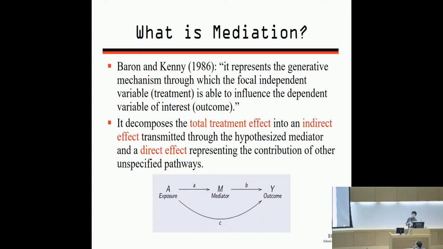So the question now is, what is mediation? Baron and Kenny, in one of the most famous papers in the mediation literature, define mediation as a mechanism through which the focal independent variable, which is the treatment or exposure, is able to influence the dependent variable of interest, the outcome. The total causal effect can be decomposed into an indirect effect, which is transmitted through a hypothesized mediator or mediators, and a direct effect, from A, the exposure, to Y, or in general the contribution of other unspecified causal pathways.